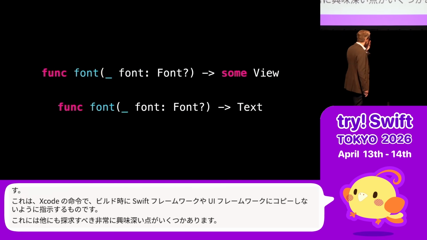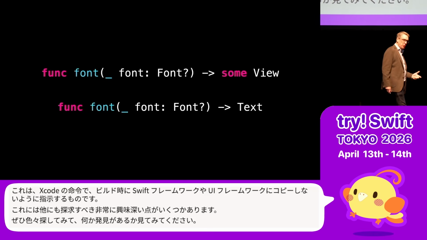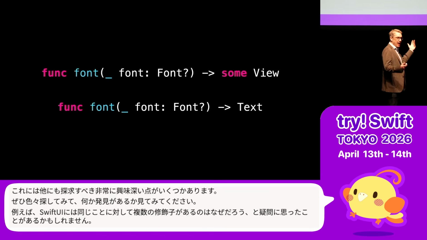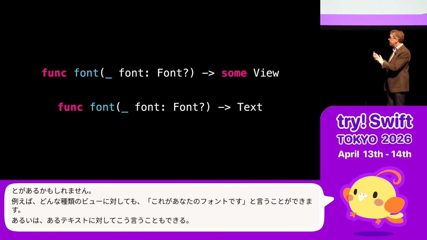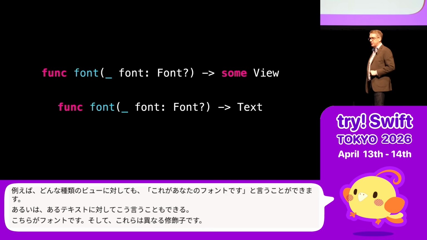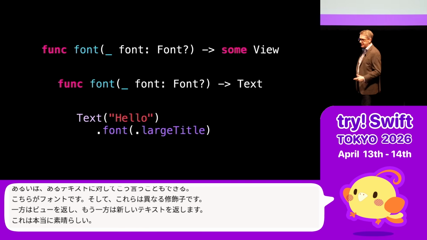For example, you may have wondered, why does SwiftUI have multiple modifiers for the same thing? For example, we can say to any kind of view, here's your font. Or we can say to some text, here's your font. And they're different modifiers. One returns some view, one returns a new piece of text. And this is really cool, because it means if we say to some text, hey, you have a font of large title, it's being applied to the text somehow.